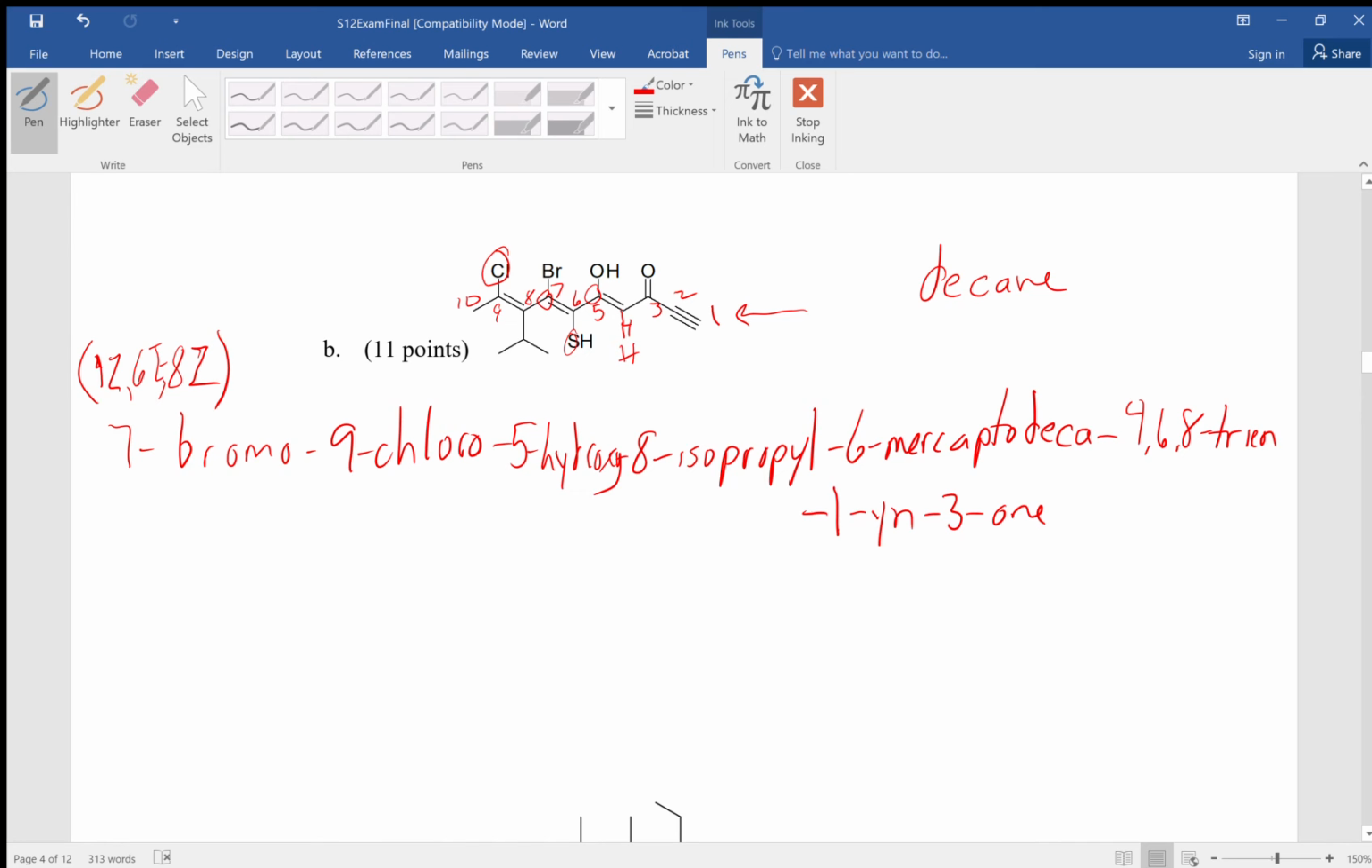So overall here, the compound we have is 4Z, 6E, 8Z, 7-bromo, 9-chloro, 5-hydroxy, 8-isopropyl, 6-mercapto, deca-4,6,8-triene, 1-ine, 3-one.